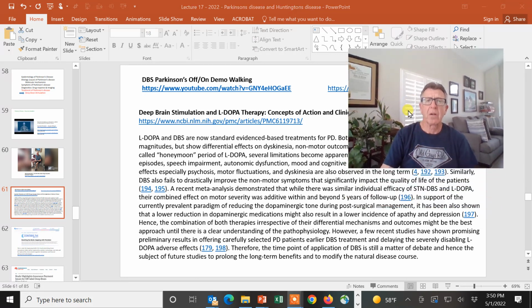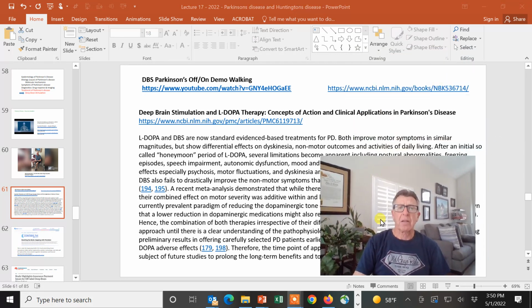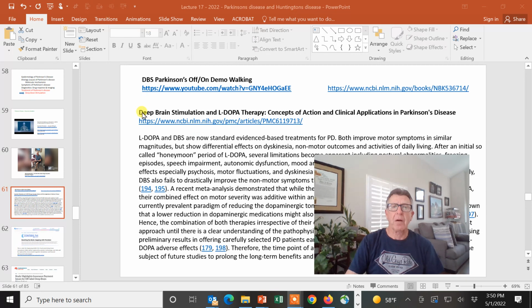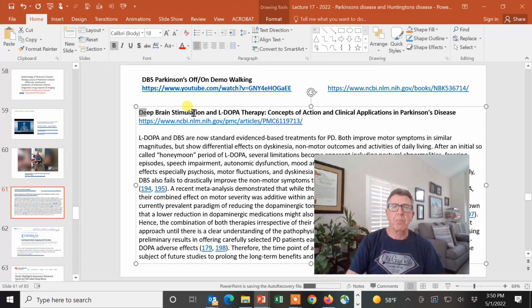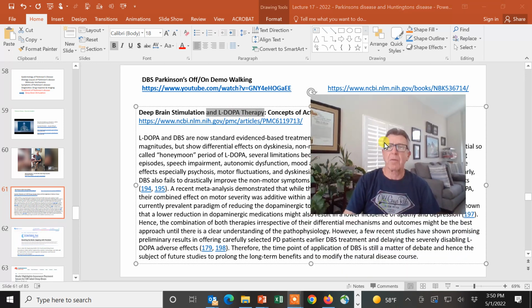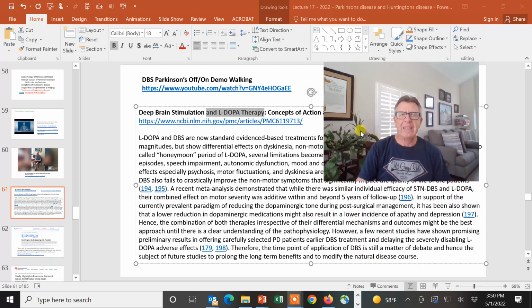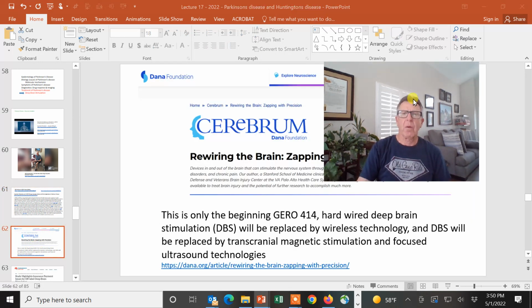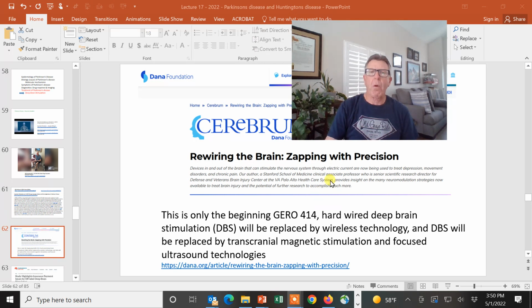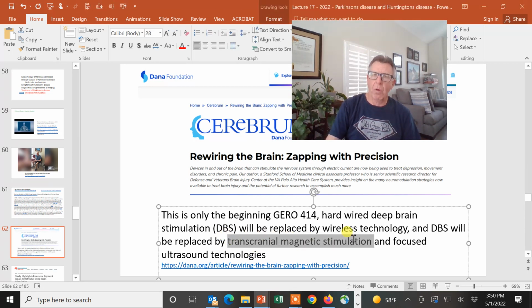Okay, so right here are a number of articles that talk about, again, this concept of using both deep brain stimulation and L-DOPA therapy. So it's a concept of, again, getting the best yield, the best outcome. All right, and so what's coming down the pike? There's more and more interest in DBS, deep brain stimulation, but also maybe we can start looking at a method that's not so invasive.